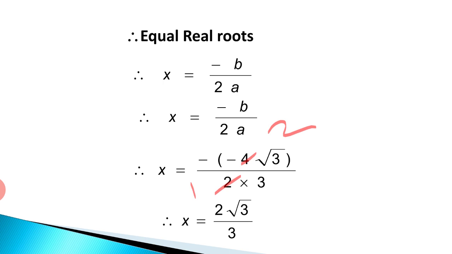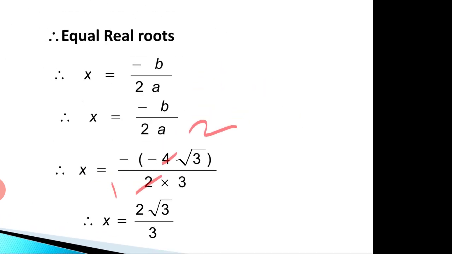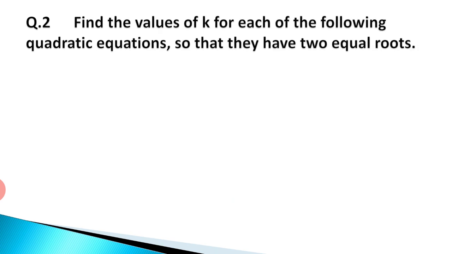Third is homework for you. So you can solve the third question. It is a similar type. Now question number 2, find the values of k for each of the following quadratic equations so that they have two equal roots. Now for having two equal roots, which condition should be satisfied? You must be telling the correct answer. B square minus 4ac is equal to 0. That condition should be satisfied. So we will go for that condition and equate it to 0.